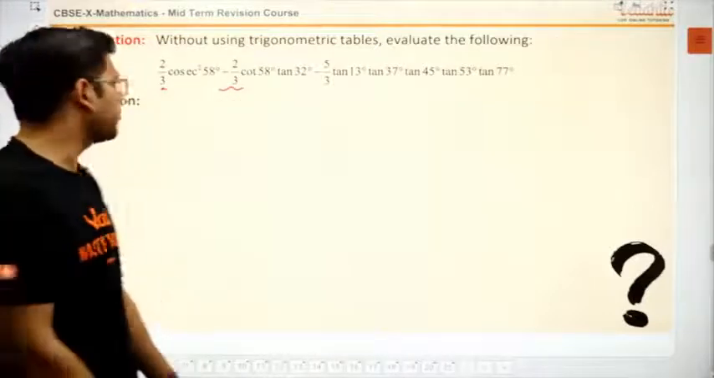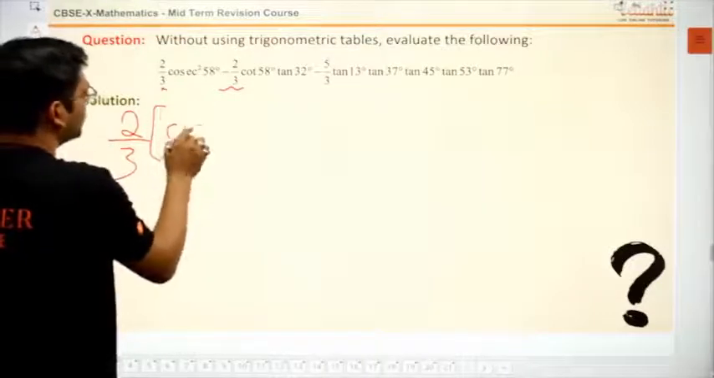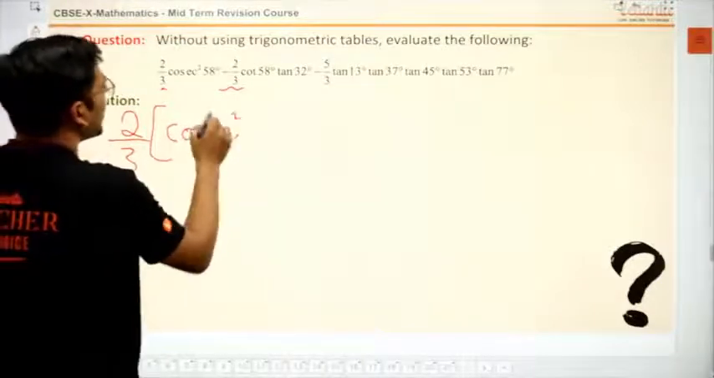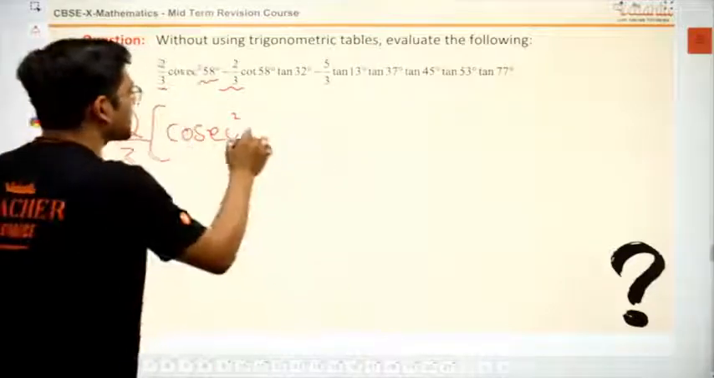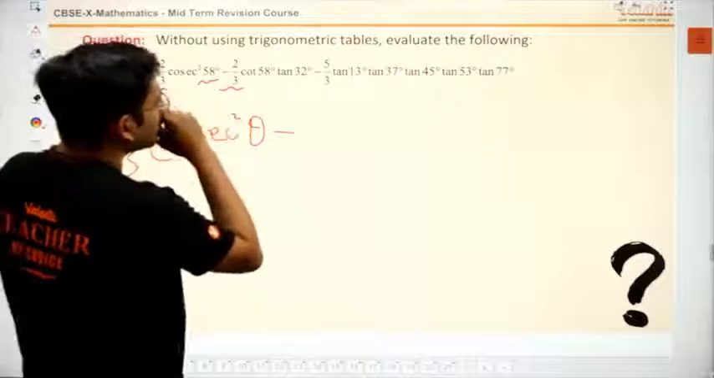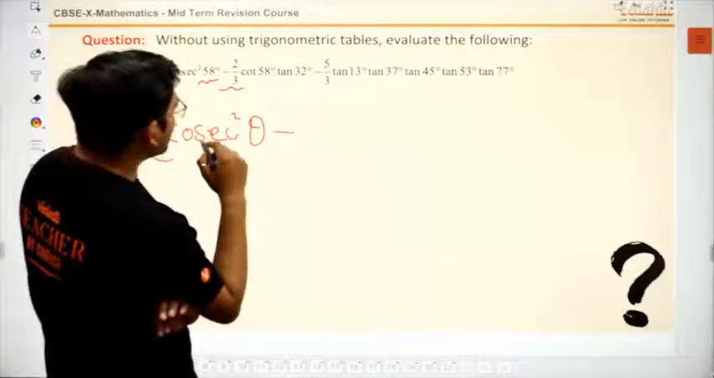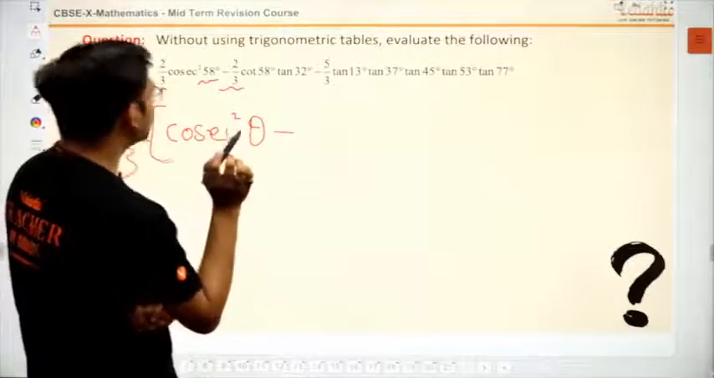2 by 3, 2 by 3. What should be the common? 2 by 3. Now, in bracket, cosec square. Don't get worried because of this 58 degree. You just assume it as theta. Cosec square theta minus this is cot into tan. So easy. Again an easy question, yeah. I'll tell you how.